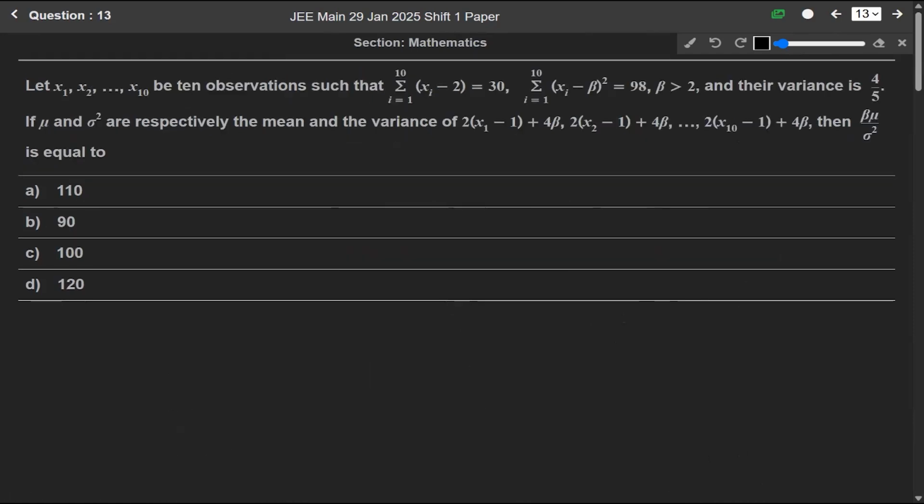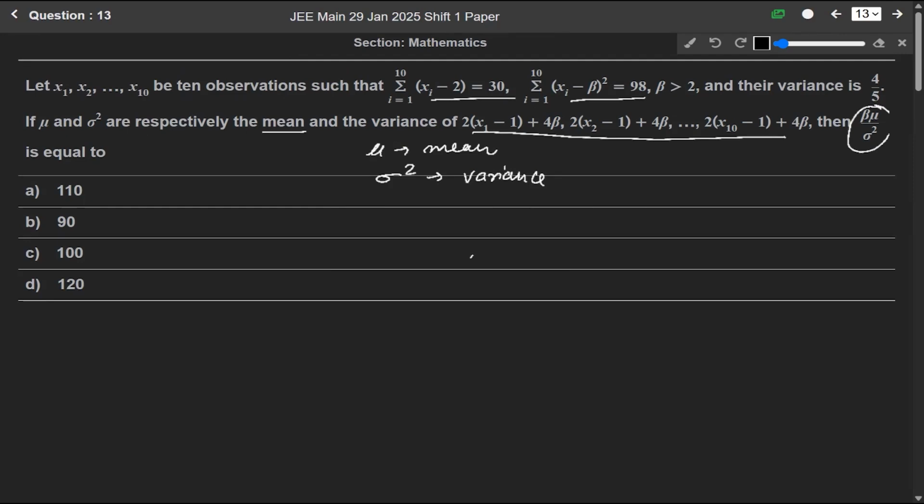Now question 13. Let x1, x2 up to x10 be 10 observations such that this is equal to 30 and this is equal to 98, where beta is greater than 2 and their variance is 4 over 5. If mu and sigma square are respectively the mean and variance of this term, we have to find beta mu over sigma square.